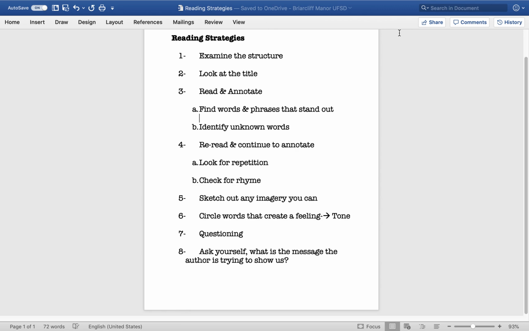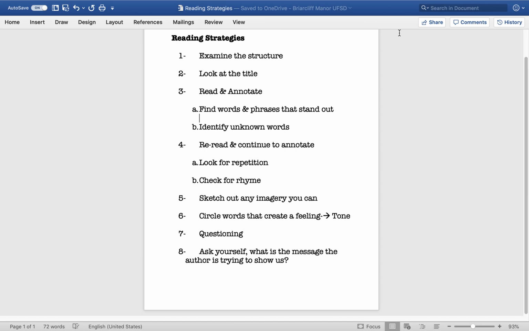And the reading strategies we use are numbered 1 through 8 here. The first being examine the structure, the second look at the title, the third read and annotate. You should find words and phrases that stand out for you, and you should identify unknown words and look those up. We should reread again and continue to annotate. We are looking for repetition, we're checking for rhyme. We should sketch out any imagery that we can.